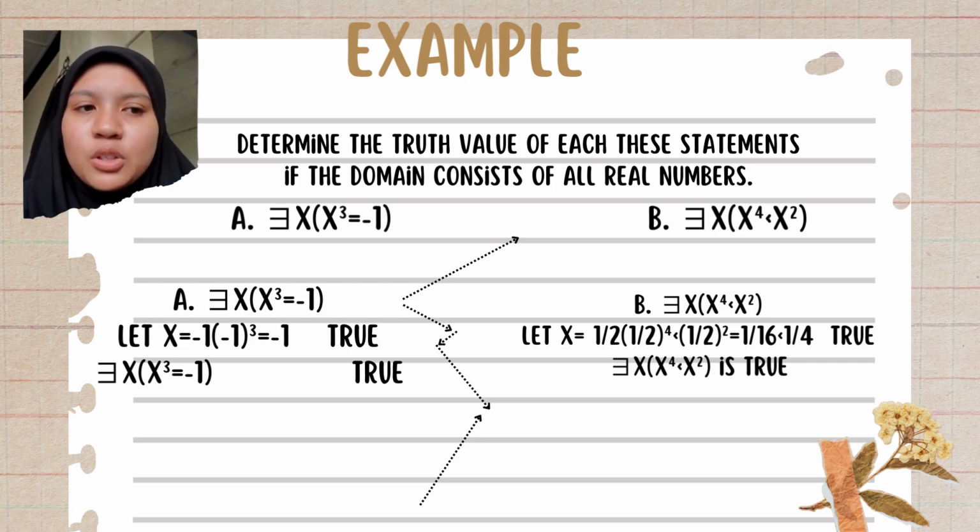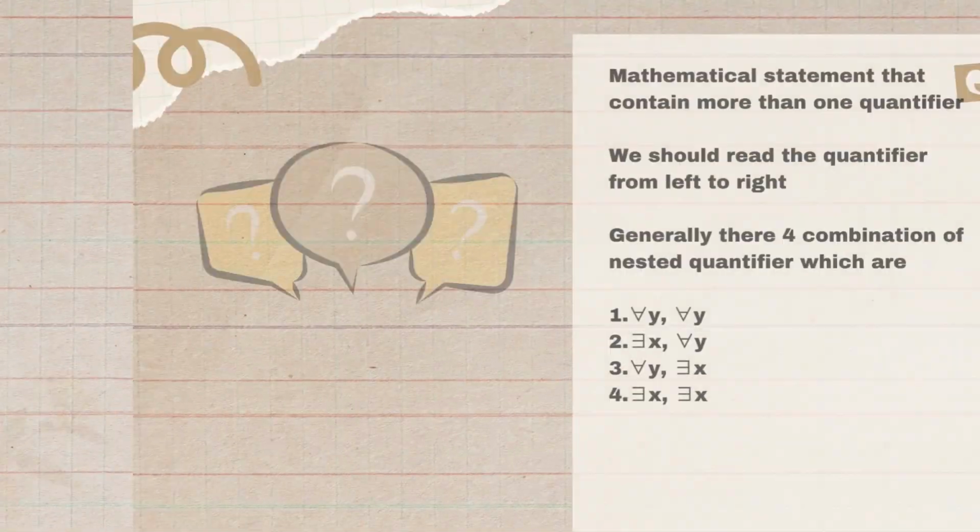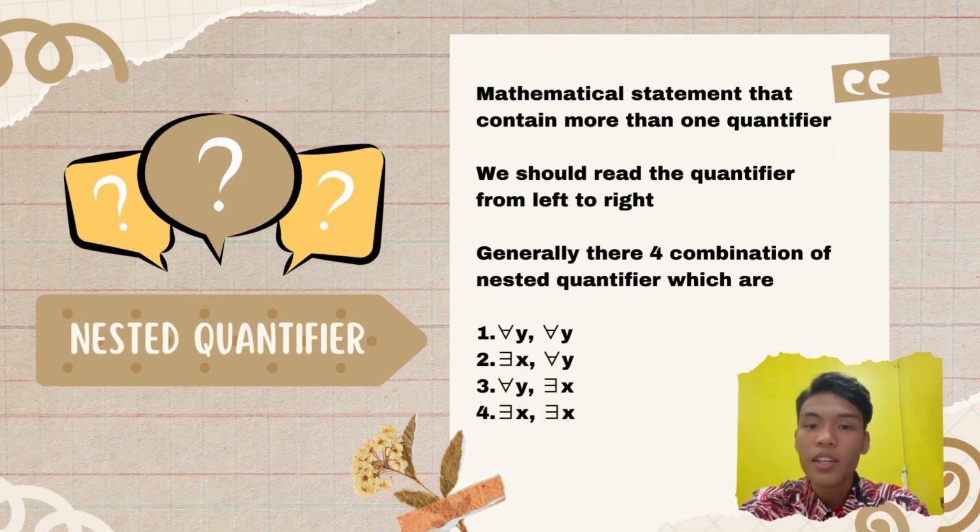For B, we must let x equal 1 over 2. Then we calculate 1 over 2 to the power of 4 and 1 over 2 to the power of 2. And we will get 1 over 16 is less than 1 over 4, and it is true. So for some x, x to the power of 4 is less than x to the power of 2 is true. After we know about the quantifier, let's go to the nested quantifier.